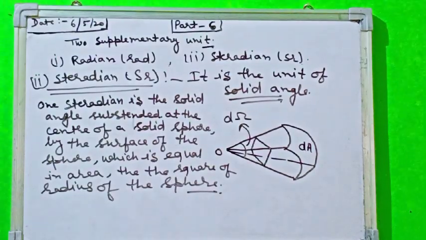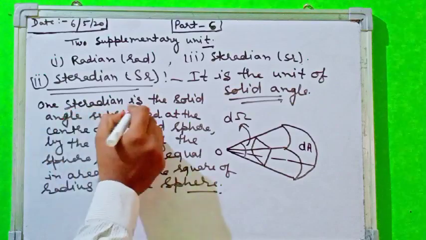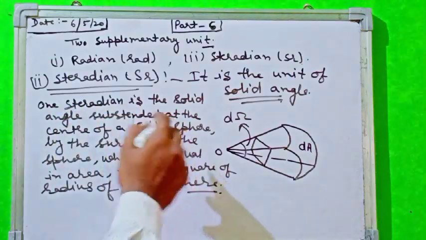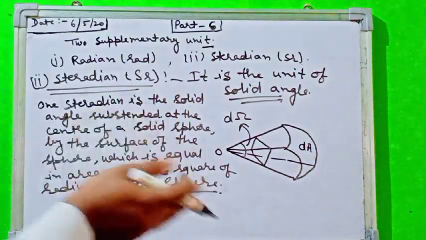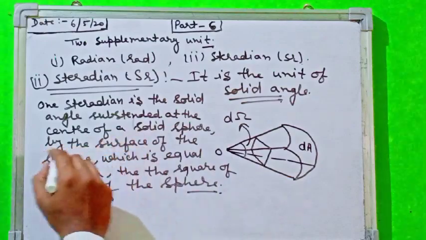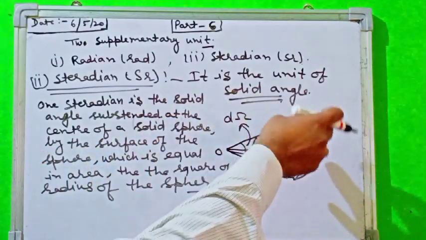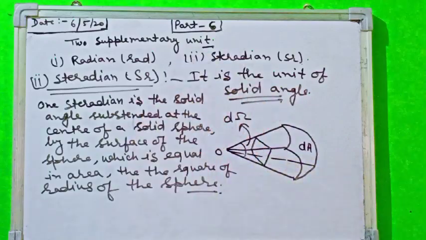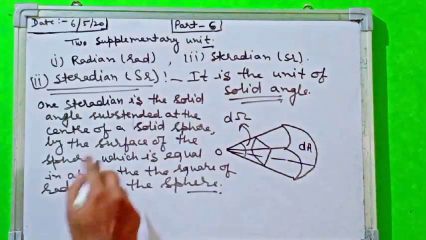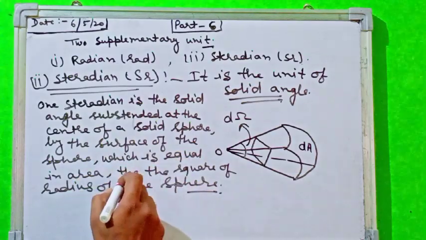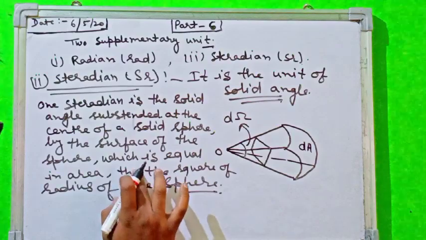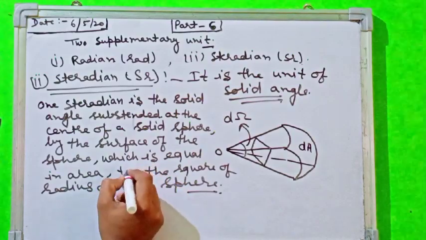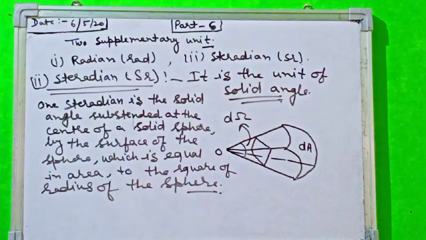The same thing which I had told you. One steradian is the solid angle subtended at the center of the solid sphere. This is the solid sphere, and this is the surface of the sphere, and whatever angle this surface subtends at the center of the sphere, which is equal in area to the square of the radius of the sphere.